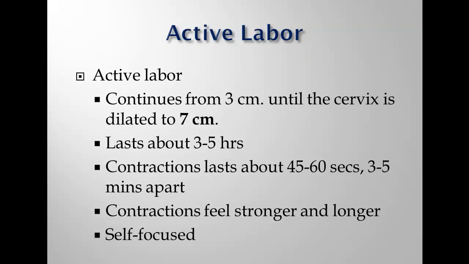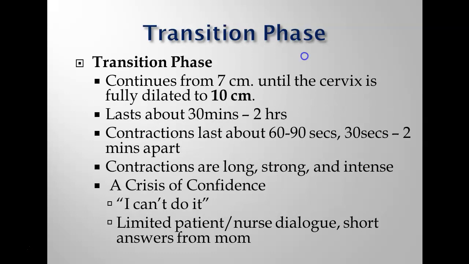In the active phase of labor, this is the continuation of the cervical dilatation from 3 centimeters to 7 centimeters. This will last about 3 to 5 hours. Contractions are lasting now about 45 to 60 seconds long, and they're a little bit closer together, about 3 to 5 minutes apart, and the contractions will definitely start to feel stronger and get longer. She's a little more self-focused at this time, so she's really not going to be listening to a lot of education at this point. You're just here to support and guide. This is also a good time to offer an epidural. The ideal time to get an epidural is between this 3 and 7 centimeters, if that's what the patient wants.